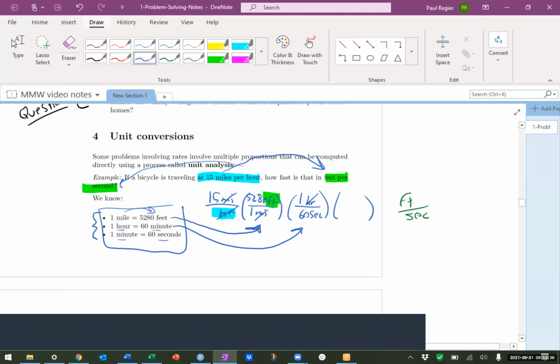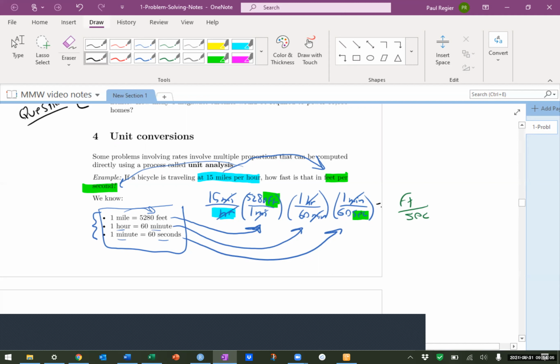1 hour is 60 minutes, so the hours cancel. Now we're closer. Minutes is closer to seconds. So next we're going to use this conversion here: 1 minute is 60 seconds. So now my minutes cancel. After all the units have canceled, we're left with the units we want.